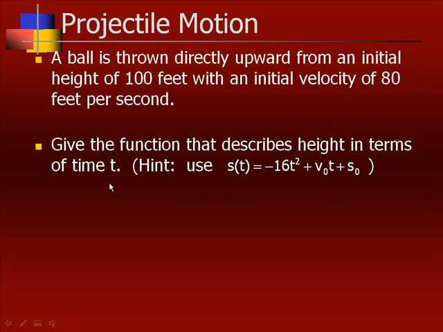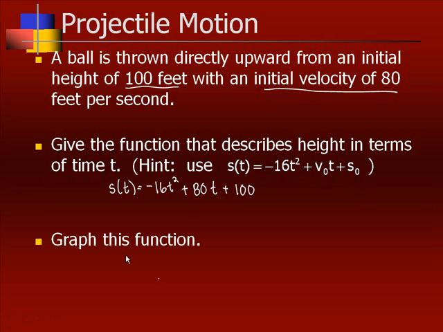So, hint is we're going to use s sub t. So, s sub t equals negative 16t squared. That's always negative 16 for these type of problems. Plus, v sub 0 is our initial velocity, which is 80, times t, plus s sub 0. S sub 0 is our initial height, which we're starting at a height of 100 feet.